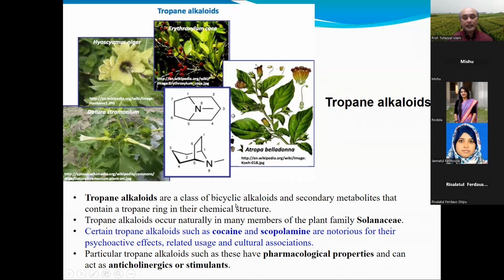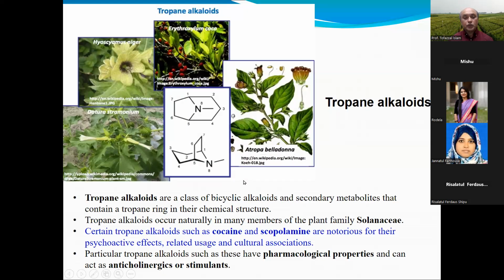Tropane alkaloids are a class of bicyclic alkaloids and secondary metabolites that contain a tropane ring in their structure. This is the tropane ring. Tropane alkaloids occur naturally in many members of the plant family Solanaceae. Datura obviously belongs to the family Solanaceae.